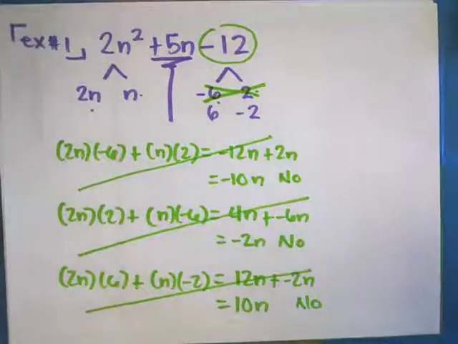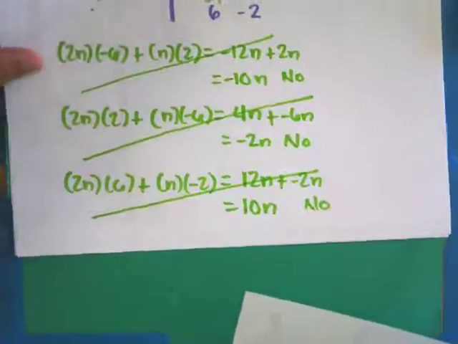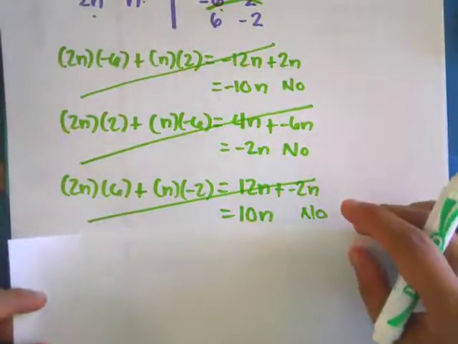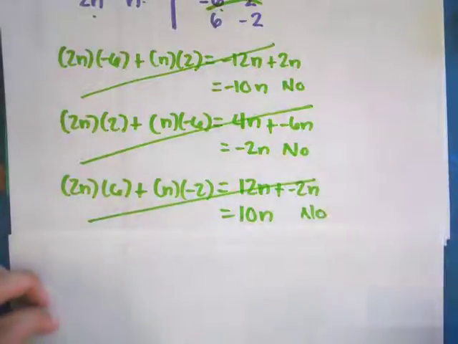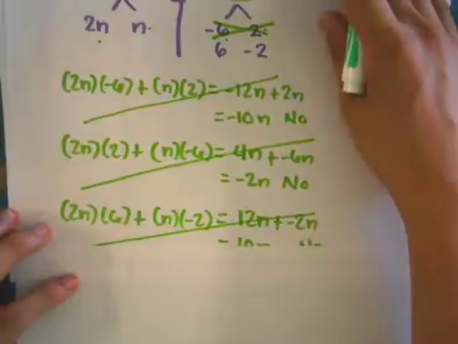I need to grab another piece of paper. I'm just showing you that sometimes it might take some time for these. Let's see if we can try 2n with the negative 2 over here. Let me bring this down.